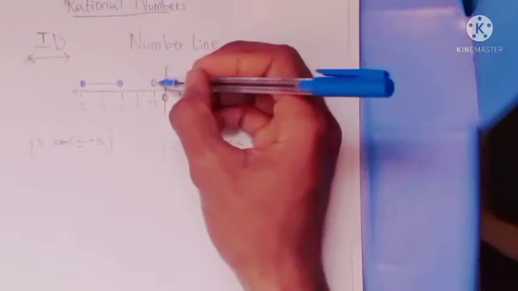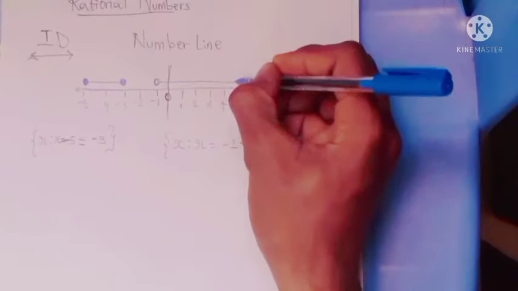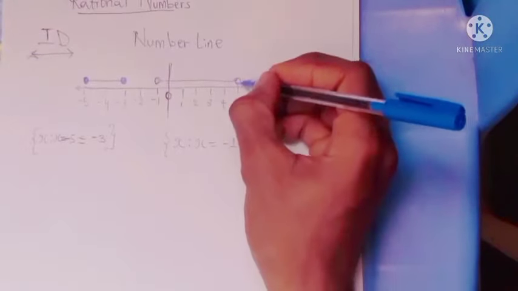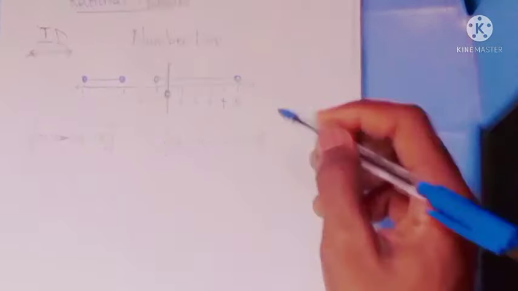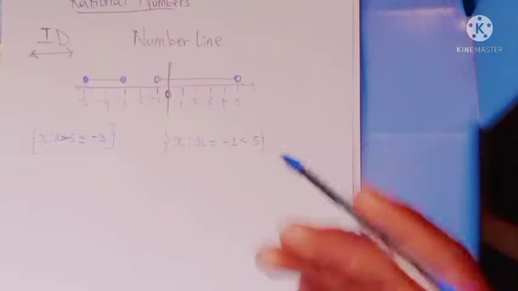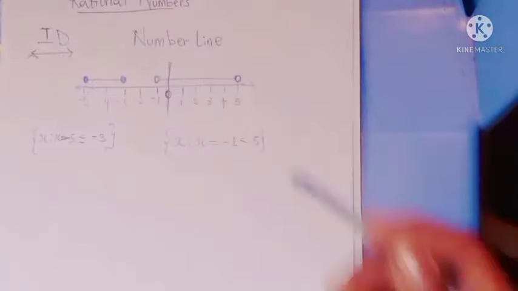Now we are going to draw the line and get to 5. And then at this point, yes, we are going to leave an open circle here as well, because it is less than 5. It is not equal to 5. So open circle on this side, open circle on the other side.